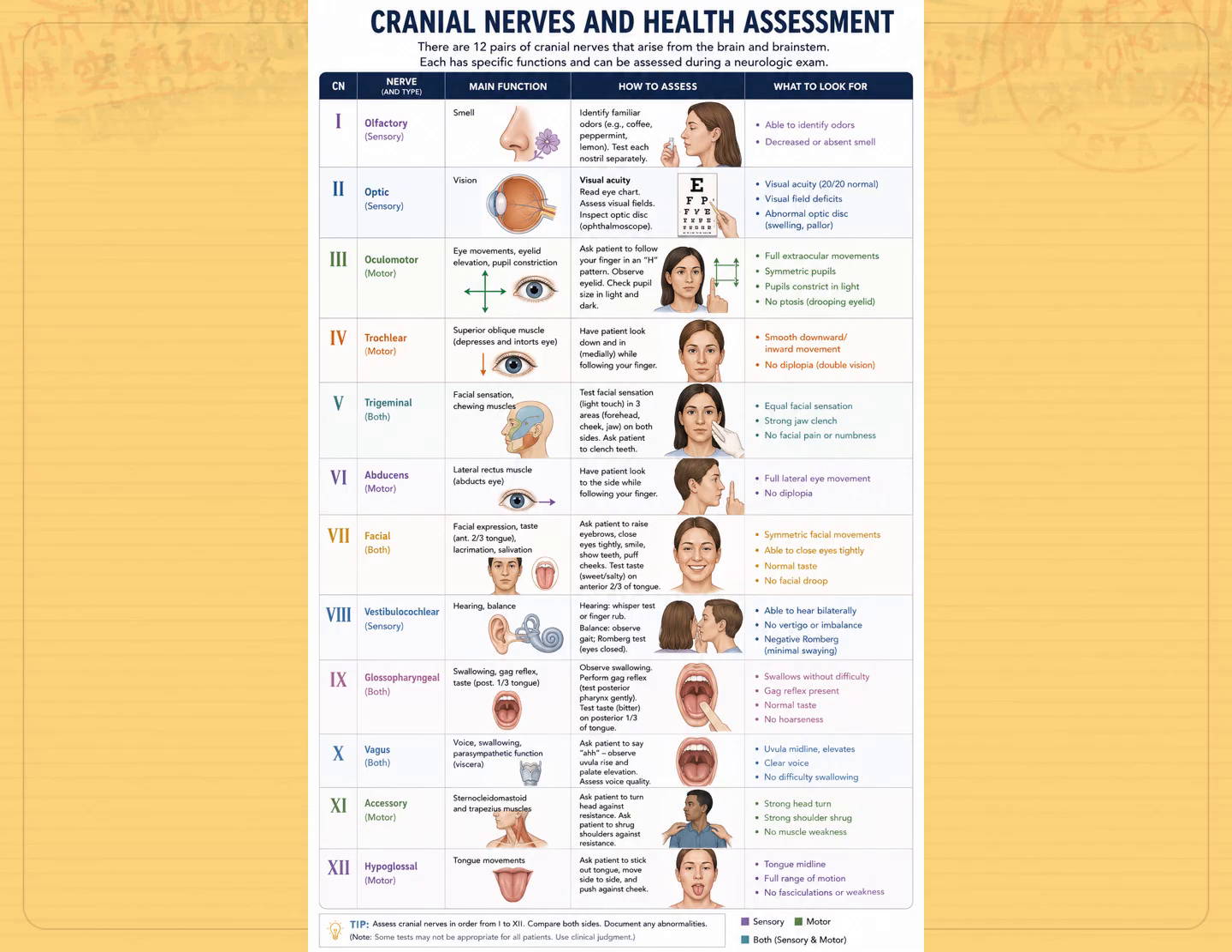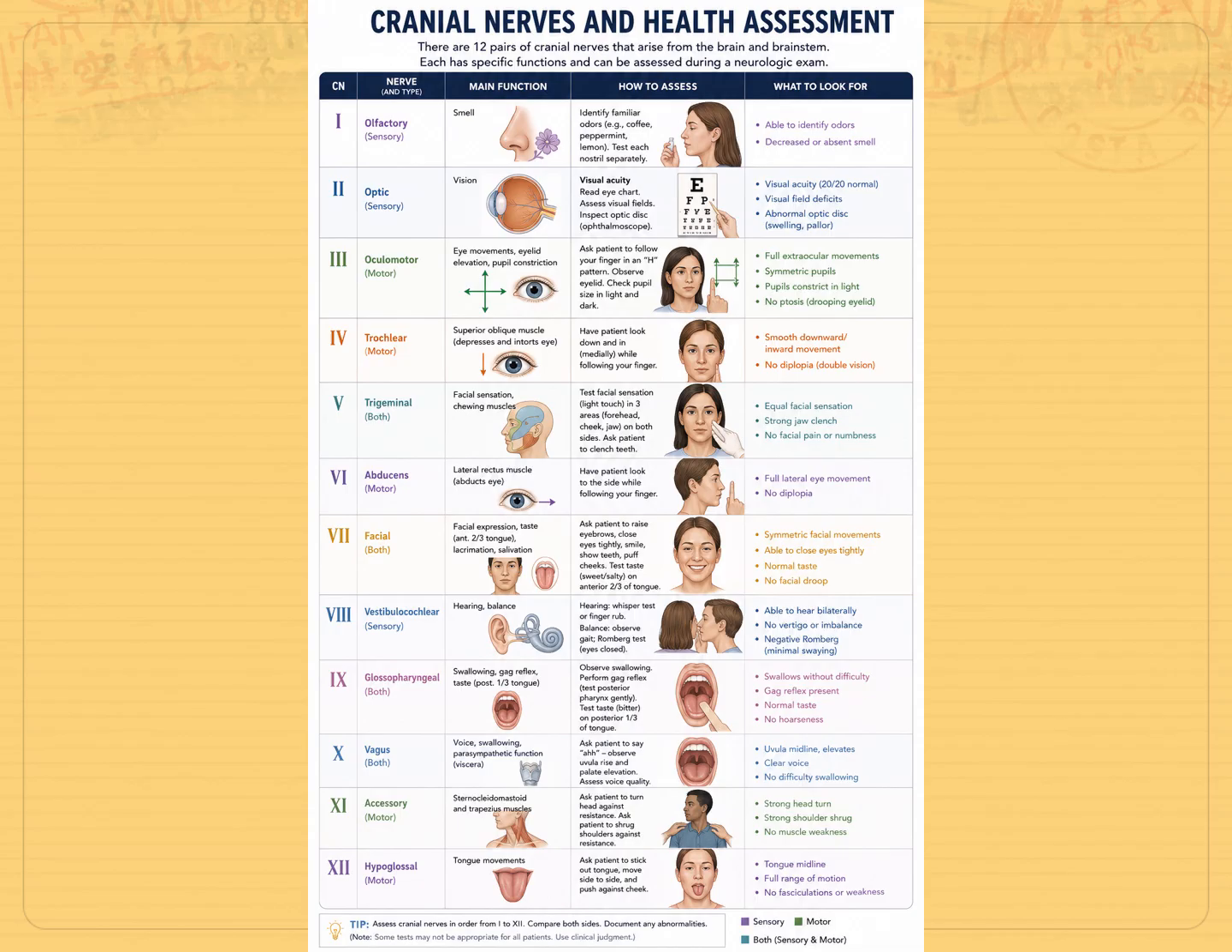Cranial nerve 2, optic. This is sensory in function. This is responsible for vision and visual fields, carrying information from the retina to the brain. So we're assessing this with visual acuity using a Snellen chart, if appropriate, peripheral vision by confrontation, and inspecting the optic disc with the ophthalmoscope during a complete eye exam.